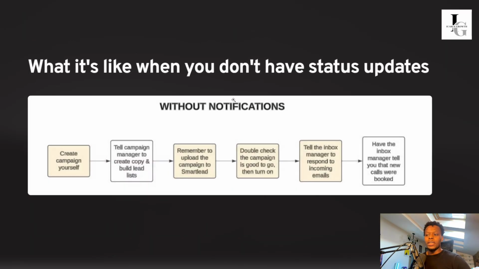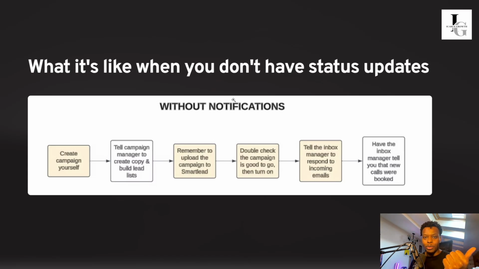So this is what it's like when you don't have status updates, and pay attention to the yellow boxes, because the yellow boxes are where manual work on your part is required. Creating a campaign yourself. This whole idea is based on what a cold email agency would do. So if you are doing some level of outbound marketing, which is on an automated platform like Instantly or Smart Lead or something along those lines, this is the general way that you would go about doing things.